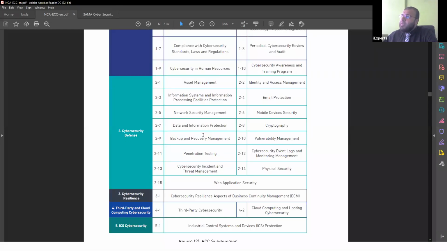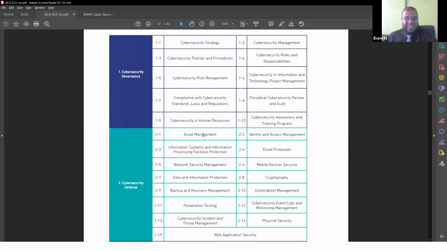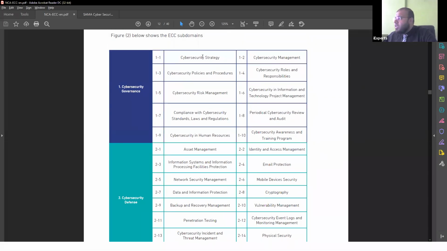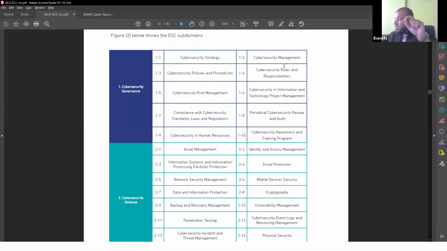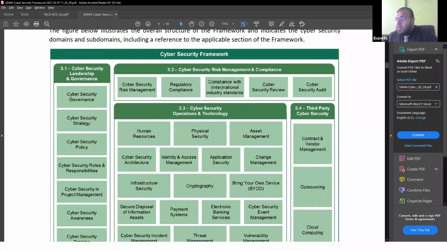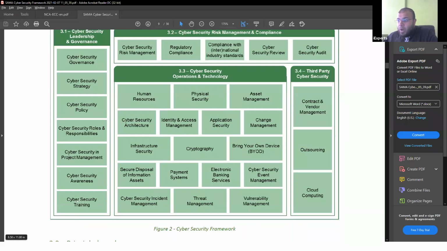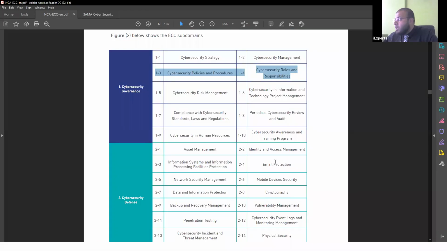I think the mapping can be done this way: strategy, governance, policies. Yeah. Here, roles and responsibilities make sense for me because I see some roles and responsibilities here. Cybersecurity in project management, awareness, training, very clear for me.